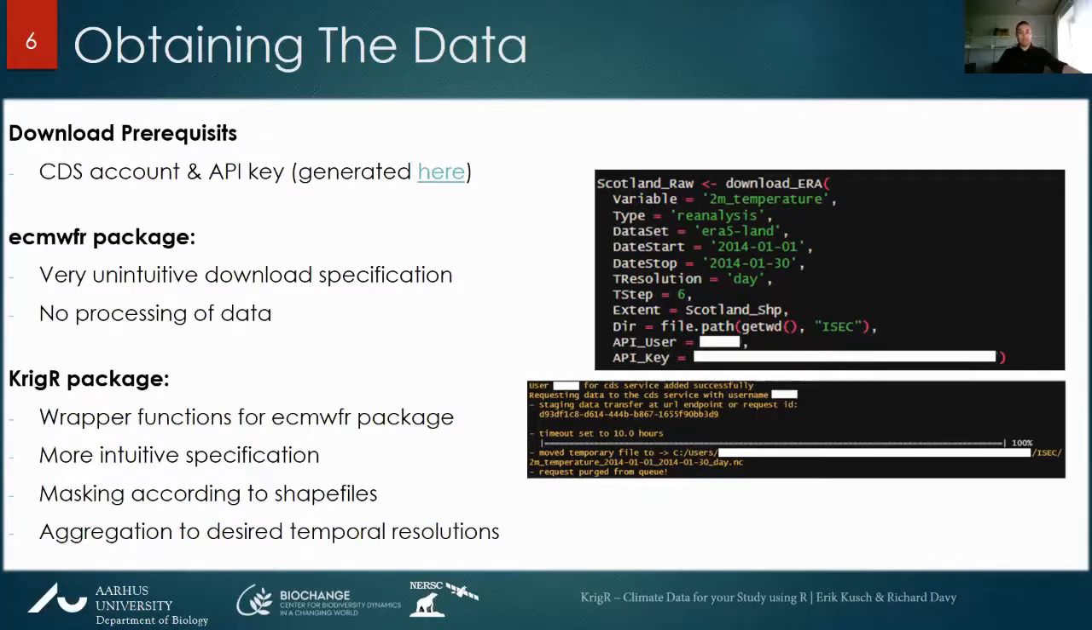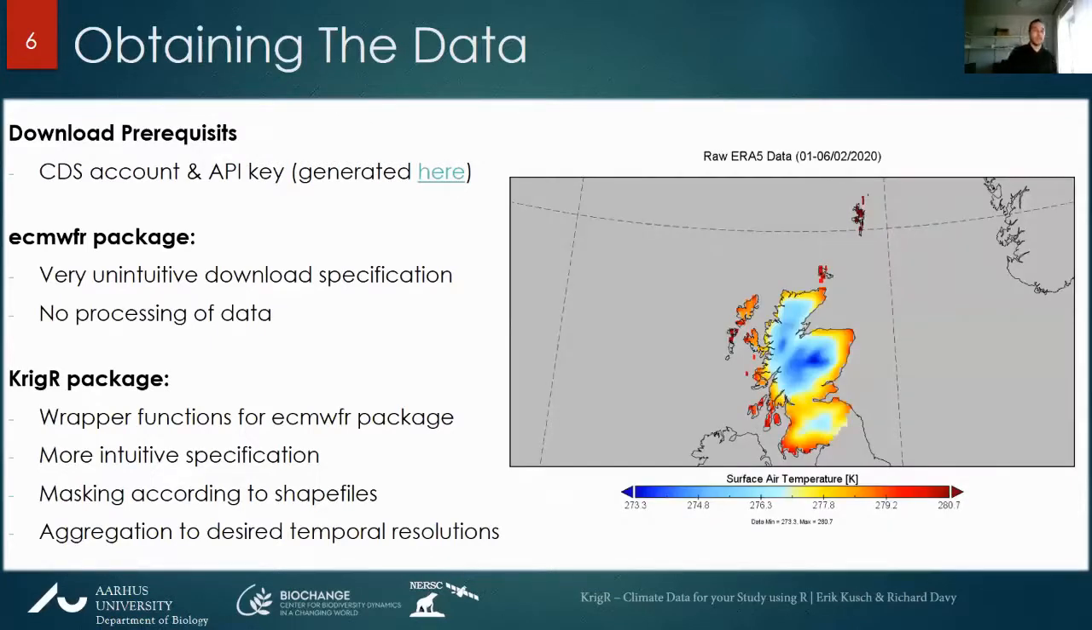In addition to this, we have also implemented a tiny functionality, which has not been included in the ECMWFR package, where we can already, in the download itself, aggregate the data you're pulling down to desired temporal resolutions. So we can make extra sure that it matches up with whatever biological data you are working with. More on this when we get to the actual practical. This is the kind of data we pull down. Right here, we've got surface air temperature for the 1st to 6th of February 2020, for example, and this has been downloaded using this function call right there.